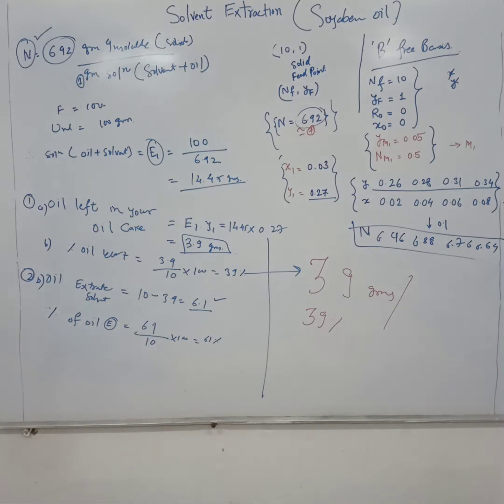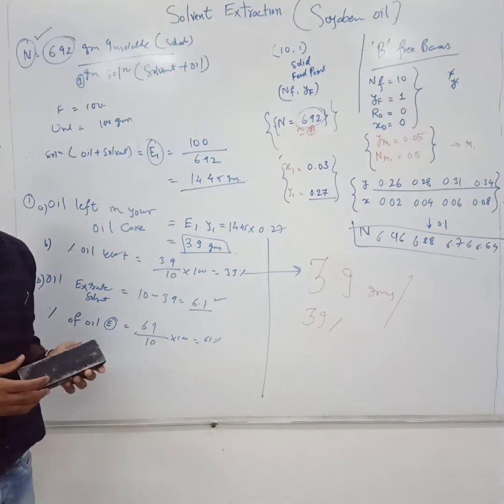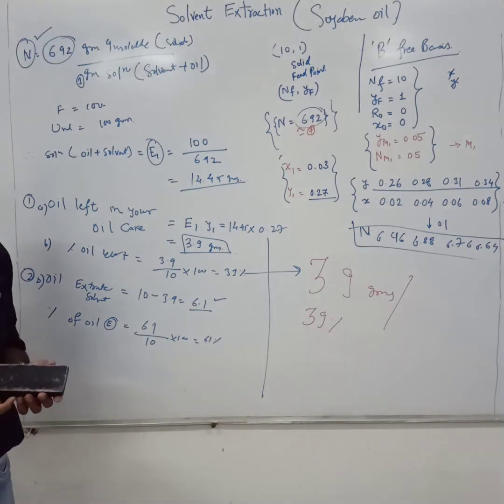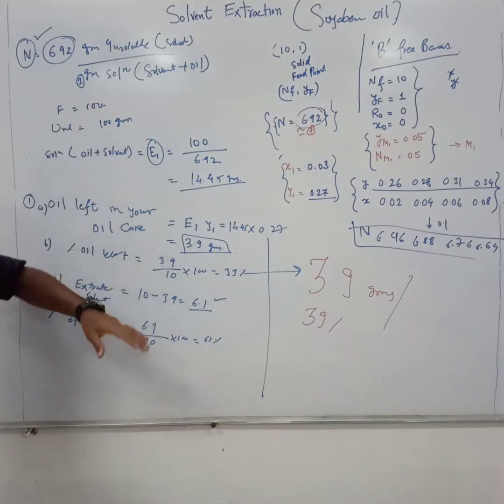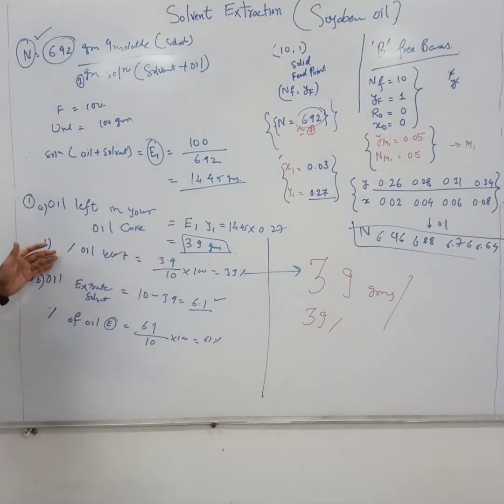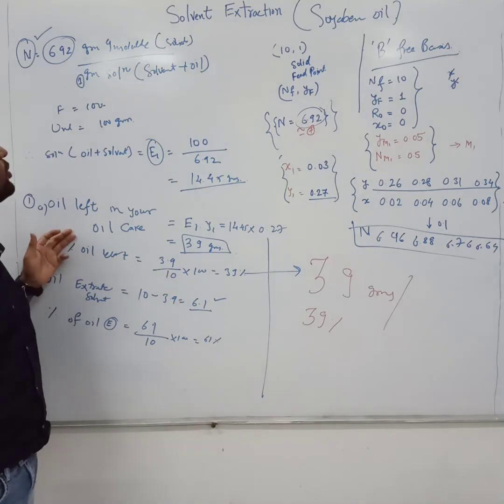Okay. So this is all about our numerical on solvent extraction of soybean oil seeds, and these are the various steps by which we calculate the values, with the help of a graph also. So I think this is all about your numerical.